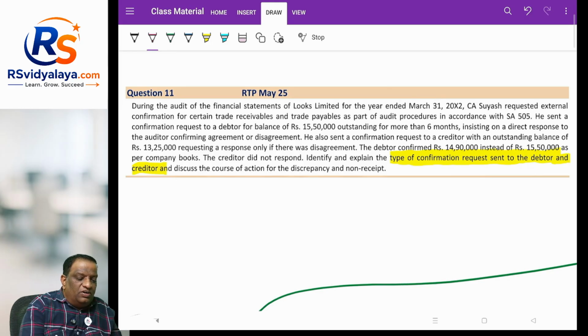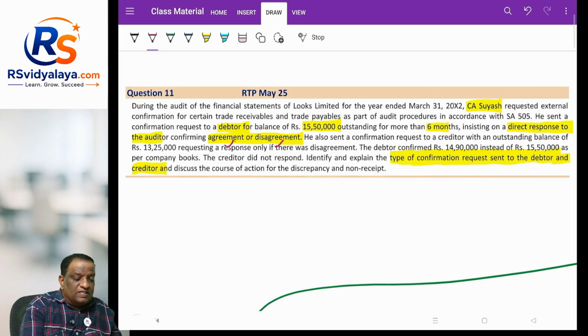Now, look at it. During the audit of the financial statements of Lux Limited, the CA, Suyash, requested external confirmation for certain trade receivables and trade payables. He sent a confirmation request to a debtor for a balance of 15,50,000, which is outstanding for a long time, insisting on a direct response to the auditor confirming the agreement or disagreement. So, from the debtor he wants the confirmation whether he agrees or disagrees.